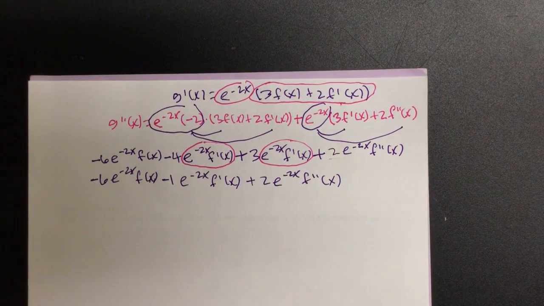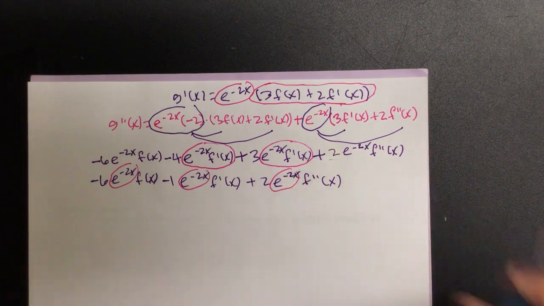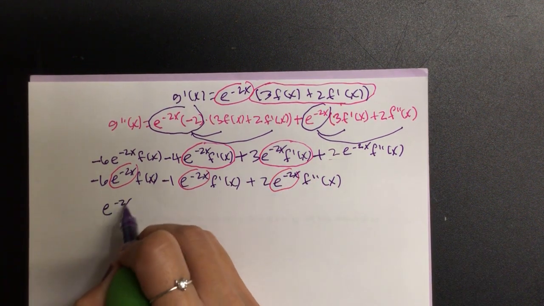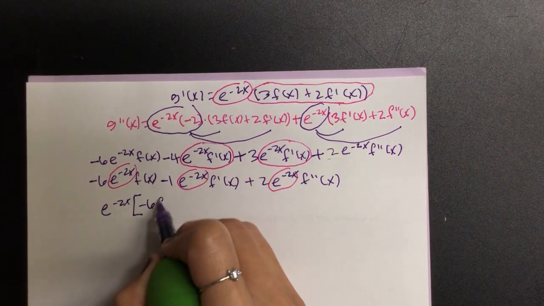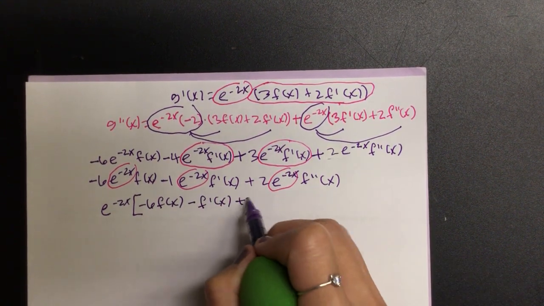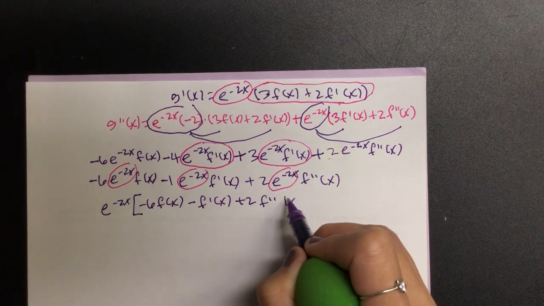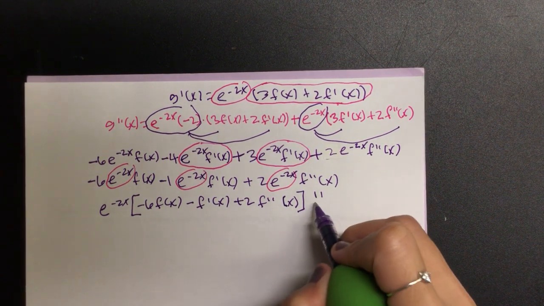All right, let's factor something out. What is common between all of these? E to the negative 2x. They all have e to the negative 2x. Let's factor it out and write the remaining in the inside, and I think I want to use a bracket. We have negative 6 f of x remaining, minus f prime of x remaining, and then plus 2 f double prime of x remaining. Okay, let's compare this to what they asked us to find. Did we get what we see in part D? Yeah? So we just proved it.